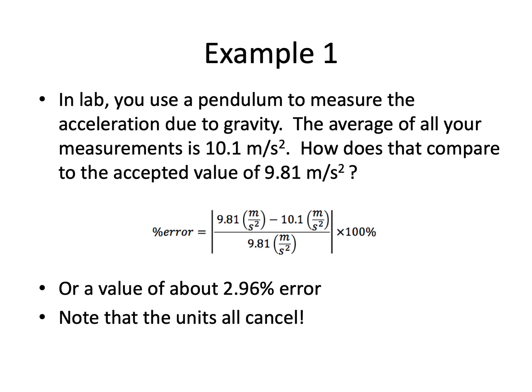One thing that we can note here is that every term in the top has meters per second squared, and the bottom term has meters per second squared. So there are no units in your answer. It's not 2.96 meters per second squared. It's just 2.96%. It's a measure of how close your measured value is to the accepted value. In other words, it's how close your measured value is to the right value, or how accurate it is.